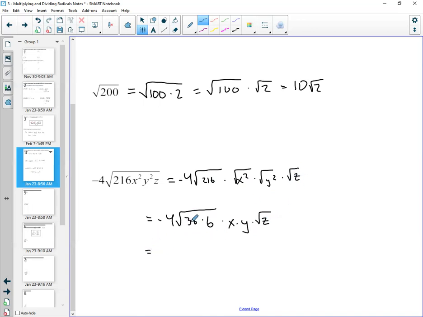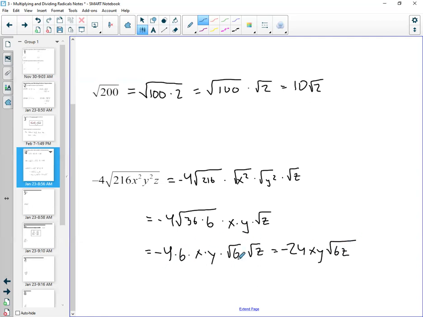So the square root of 36 is 6. So that'd be negative 4 times 6. I'm going to move the x and the y to the front also. And I got root 6 and root z, which is negative 24xy times the square root of 6z.